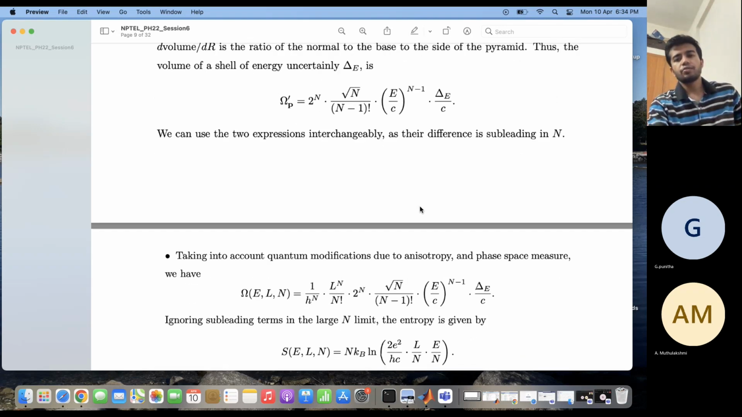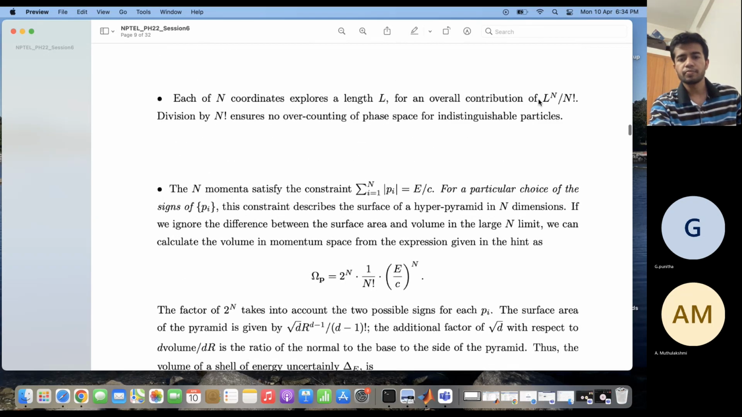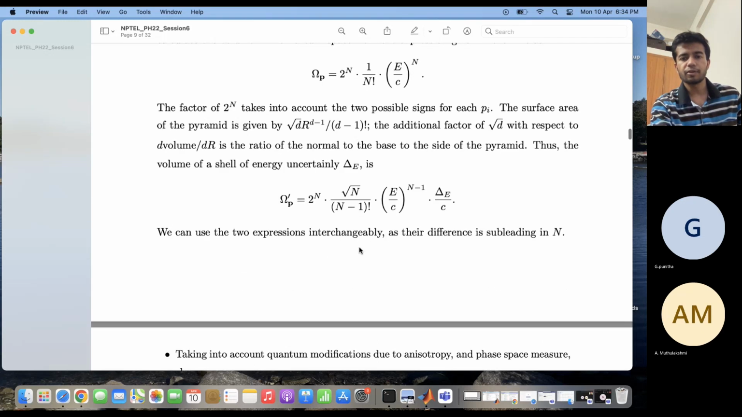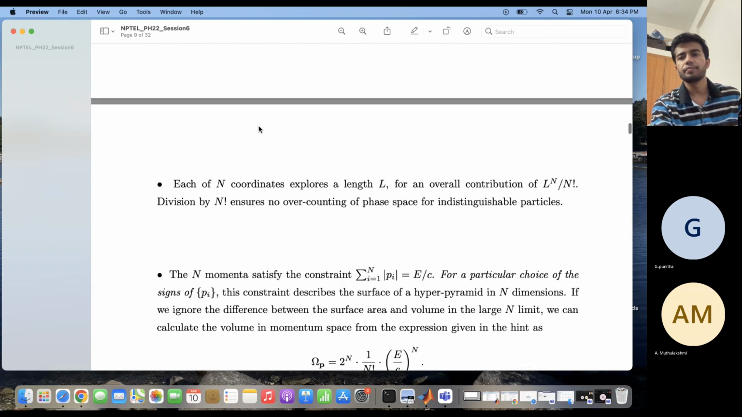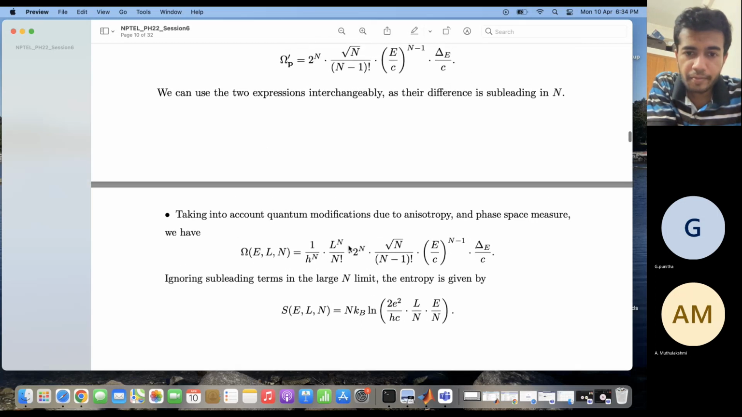So if I multiply the two of them, that is, if I multiply this contribution and this contribution which comes from the positions, then I can get the total number of microstates, which is precisely what my next question asked me to find out. So I have to find out the entropy of the system. In order to calculate the entropy, I have to calculate the total number of microstates, which is basically 1 by h to the power n, ln by n factorial, into this quantity over here.